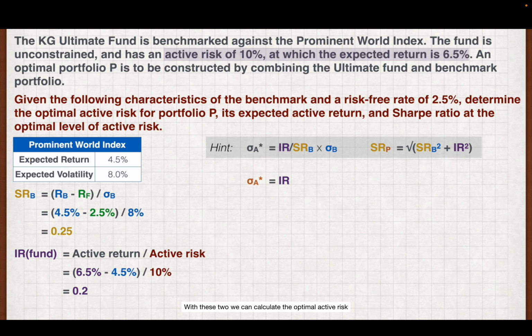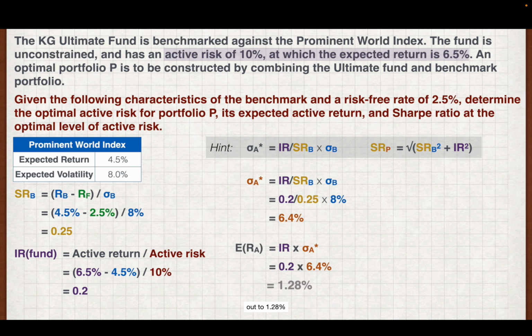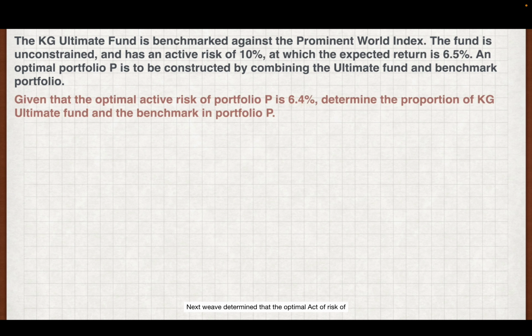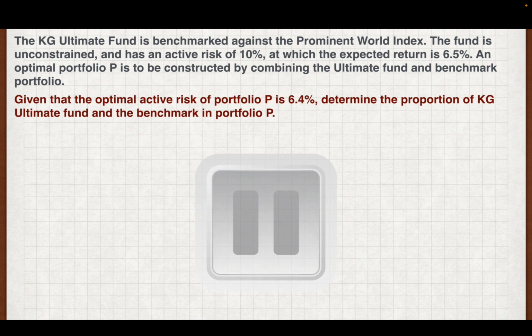With these two, we can calculate the optimal active risk using the formula. You should get 6.4%. And at this level of risk, the expected return works out to 1.28%. The Sharpe ratio of the optimal portfolio is also easy to calculate, that is 0.32. Next, we've determined that the optimal active risk of portfolio P is 6.4%. With that, determine the proportion of KG Ultimate Fund and the benchmark in portfolio P. Pause the video now and work out your answer.